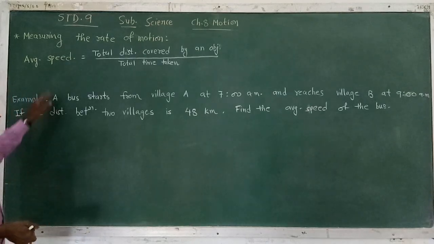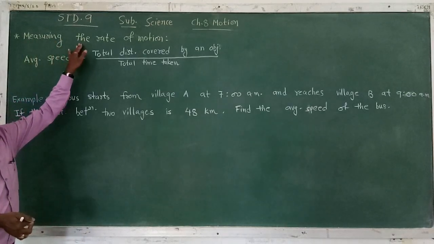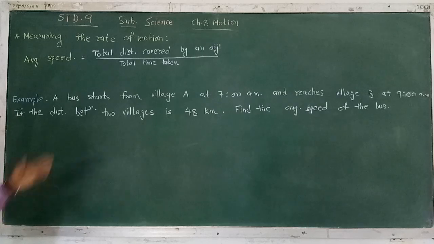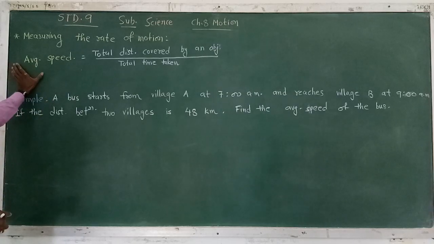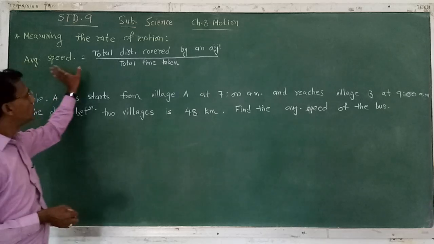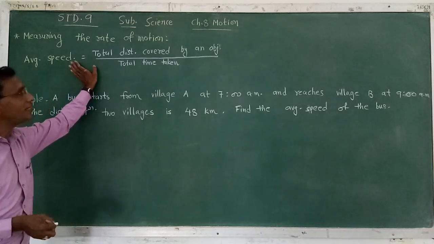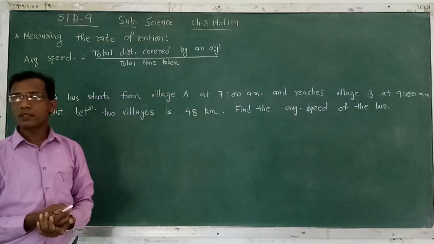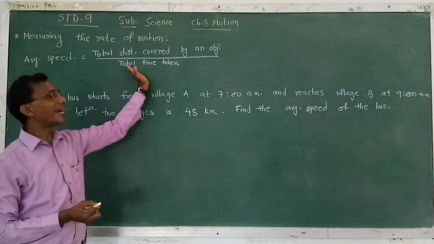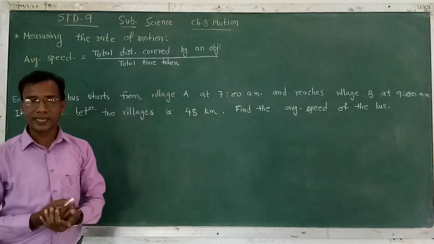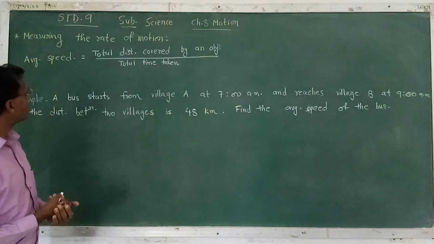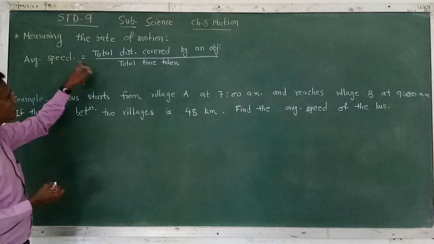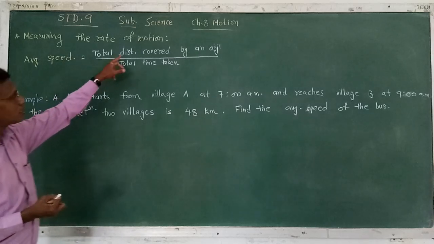Generally, we measure the rate of motion. In this topic, we can measure the rate of motion as average speed. So average speed is equal to the total distance covered by an object divided by the total time taken by the object.